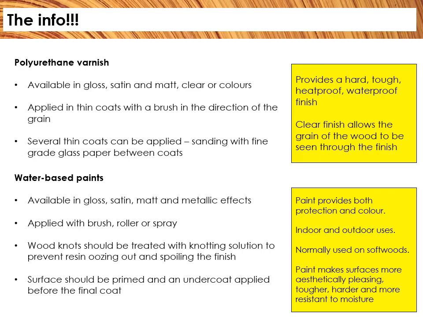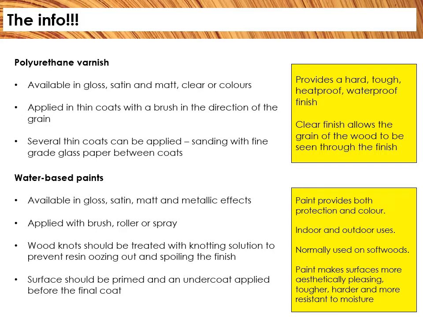Right, this one, water-based paints. They're obviously available in lots of different types: gloss, satin, matte, and metallic effects. How exciting. You can put them on with a brush, a roller, or a spray. Well, I don't know, it's interesting to me, but you might not find it interesting. The little knots in the wood, sometimes resin can come out of those little knots and spoil the finish of the material. So sometimes you have to treat those knots with something called a knotting solution, and that stops that resin coming out.